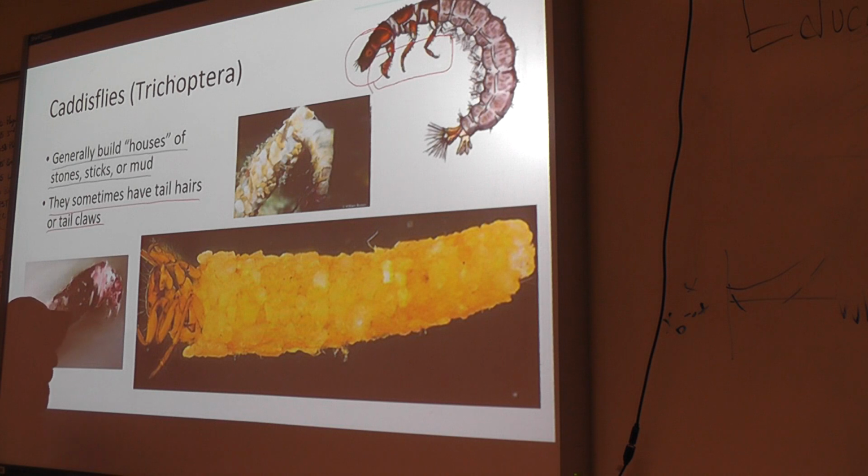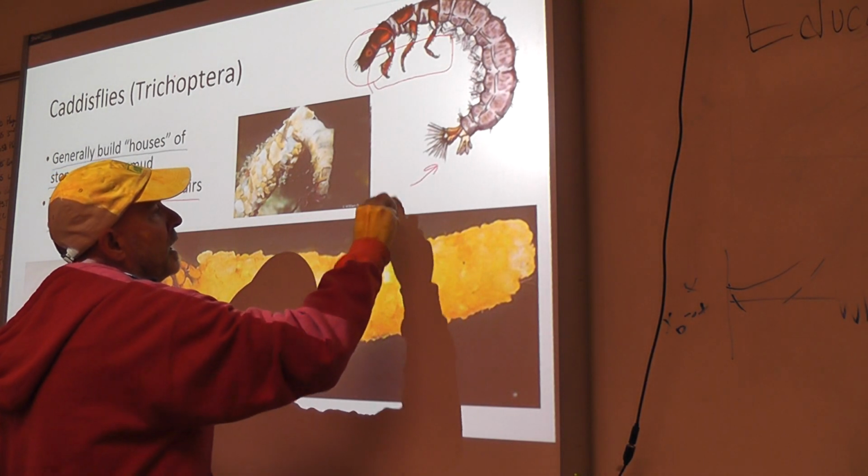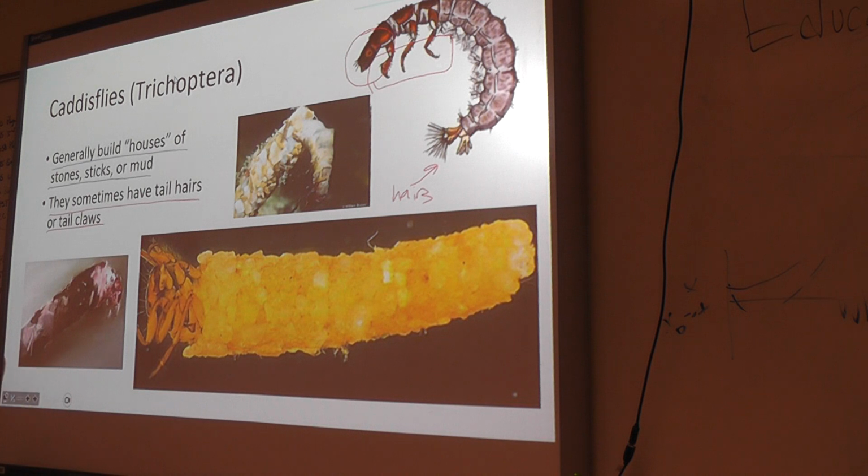They don't have to extract their whole body from their house in order to be able to move. And then they have these tail hairs that are sort of feathery appendages at the tip end of the creature. So we may see some naked caddisflies. That happens. We may see some caddisflies in houses.